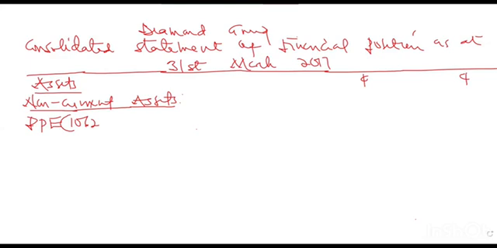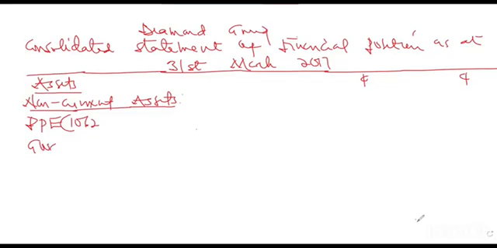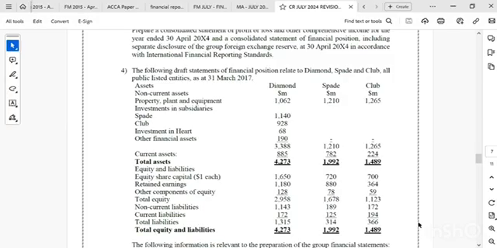What is your next item? So you have the investment in subsidiaries. So that is the purchase consideration that will be canceling out with the equity items of the subsidiary at acquisition date. So we are going to be bringing goodwill as a resulting figure from that. Okay. So they have investment in Heart. That will be maybe investment in associates.